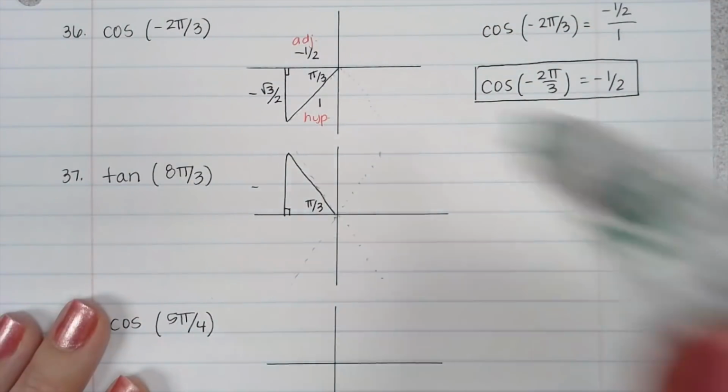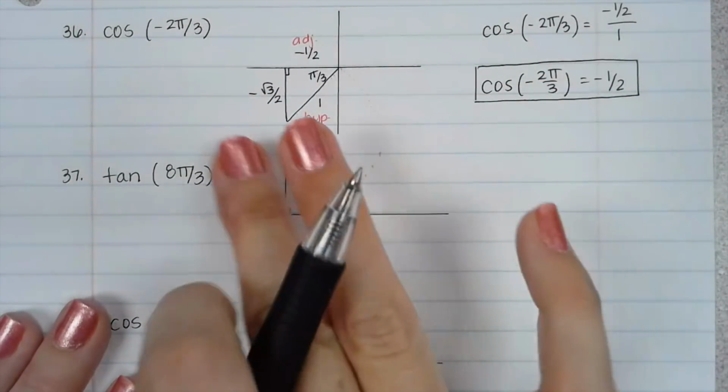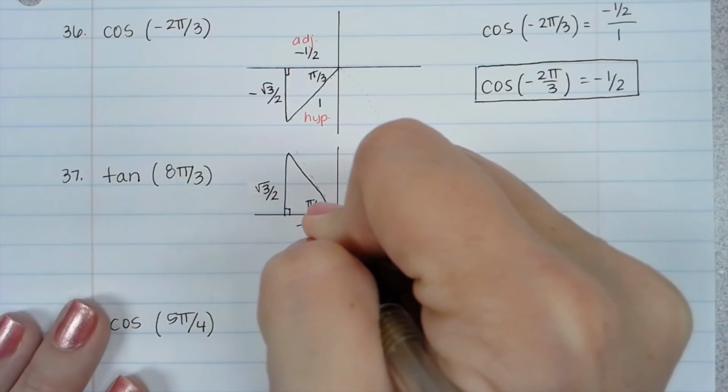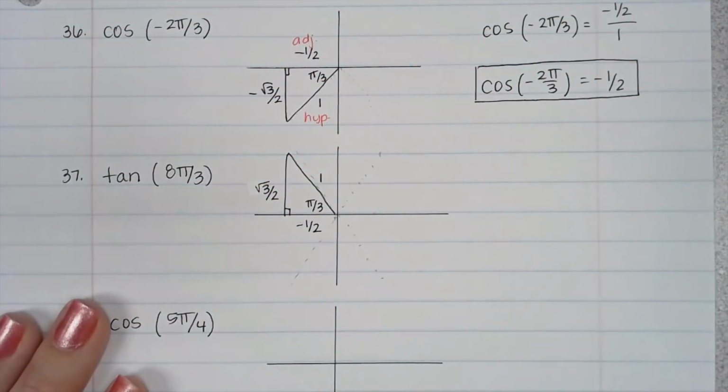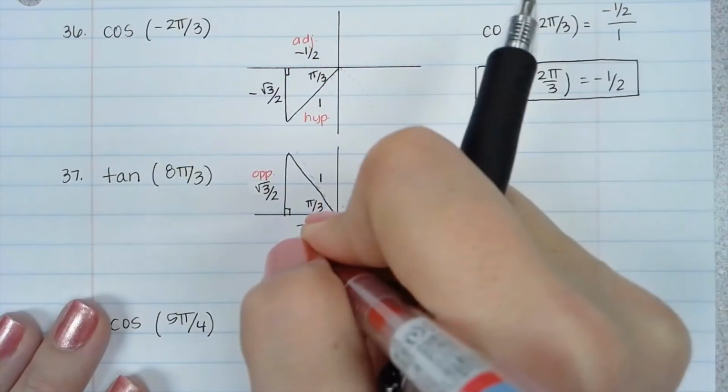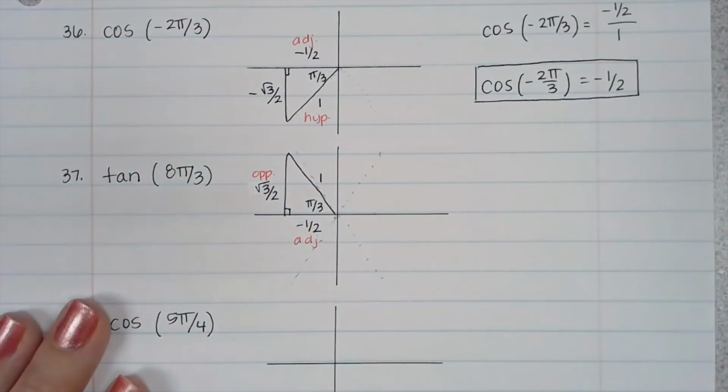Let's see. Over here, pi over 3 is the same as 60 degrees. My square root of 3 over 2 is positive, but my 1/2 is negative. And for this one, I'm finding tangent. And so for tangent, I'm going to need opposite, and I'm going to need adjacent.